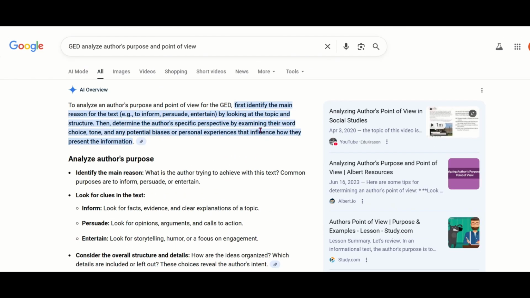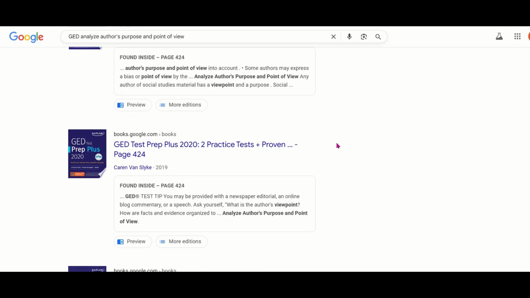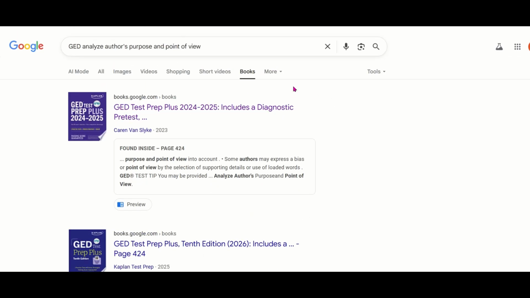So going back up though, as you know, I like to click on the more option at the top and come down to books. And once again, I use Kaplan with my students when it comes to the GED study guide. And Kaplan, like some of the other companies that you might see when you click on the books portion of the GED search, is giving Google permission to show you a preview of what they have in their guidebook.